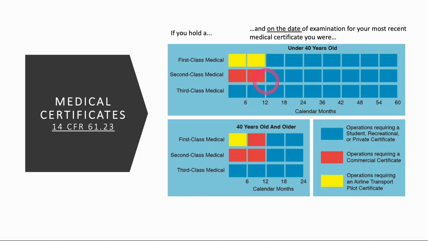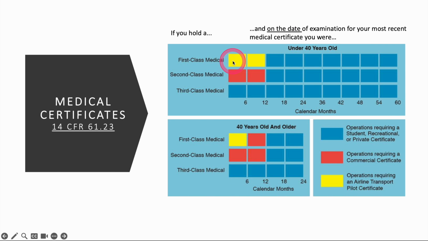After those 12 months, it doesn't just expire. Your certificate just doesn't burst into flames and you can't use it anymore. You can still operate as a recreational or private pilot. There's a few other loopholes. You can operate as a flight instructor with a third class medical. But once you've passed those 12 months, it's good for an additional 48 calendar months for a total of 5 years.